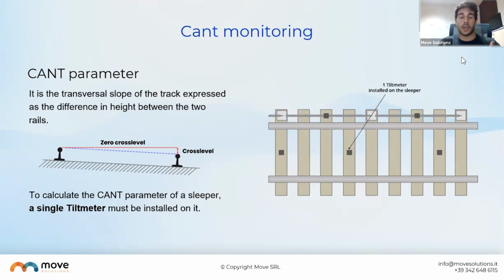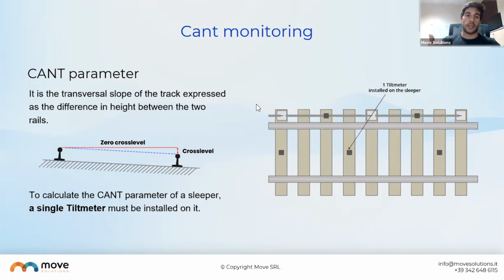Then we have the algorithms on the platform that can process that data and give you the difference in height between the two rails that the tie is connecting. If you take a cross section of the railway at the level of that tie, as you can see on the left-hand side of the picture, which is the actual cross section, you will see that there is a rotation.